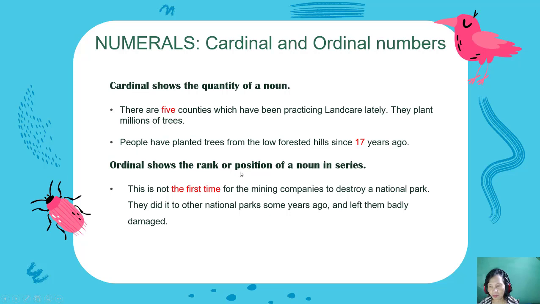Ordinal shows the rank or position of a noun in a series. This is not the first time for the mining companies to destroy a national park. They did it to other national parks some years ago and left them badly damaged. So the first shows the rank. You can have the second, the third, etc. You can spell this out like this, first, or you can have a numeral with the suffix st here. So the suffix is st.